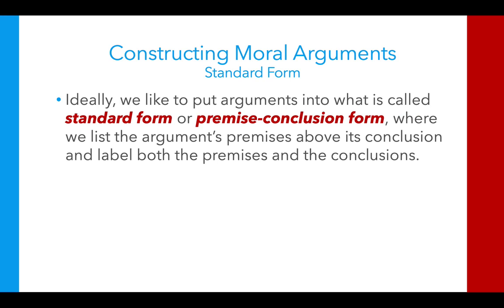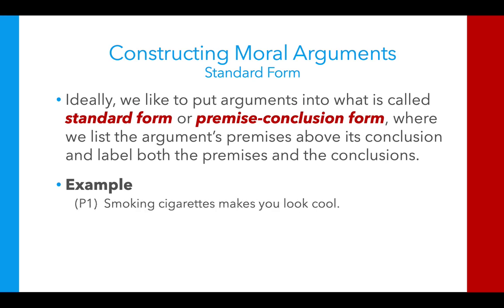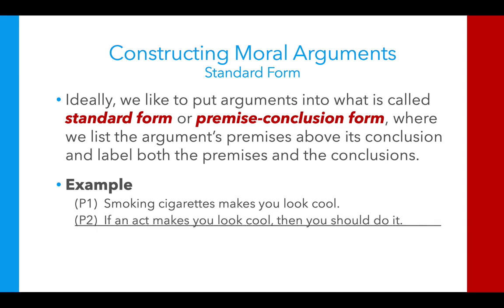Okay, so when we construct moral arguments, we'd like to put them into what I call standard form or premise-conclusion form. What we do in standard form is list the argument's premises above its conclusion, and then we label those things. So to take the example we just were using, we might say premise 1, smoking cigarettes makes you look cool. Premise 2, if an act makes you look cool, then you should do it. Conclusion, therefore you should smoke cigarettes.